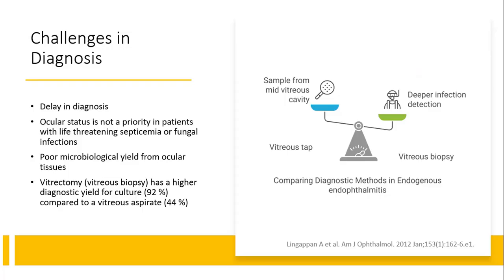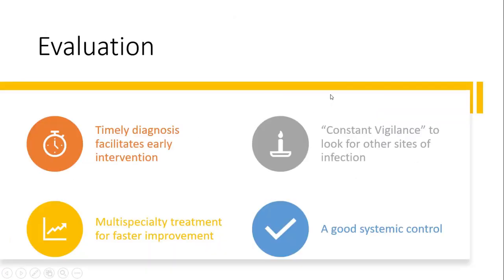This point was already discussed, that diagnosis is a challenge because there are two issues: that in a patient who is sick and especially admitted in the ICU, the systemic status and struggle for life takes precedence over the ocular. And in a patient who may not be very awake or oriented, the ocular signs may be missed until they are advanced, leading to a delay in diagnosis. And poor microbiological yield, I think this was already discussed. So if you take a biopsy from the deeper tissues, you get a better microbiological yield.